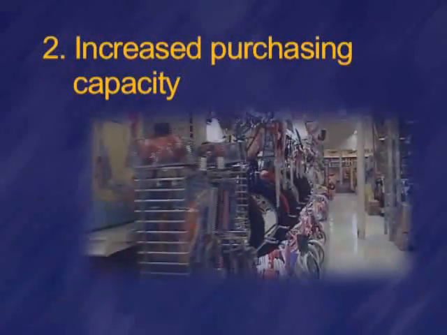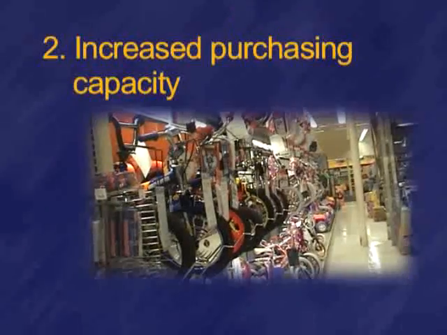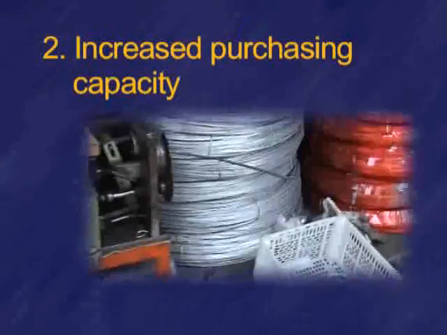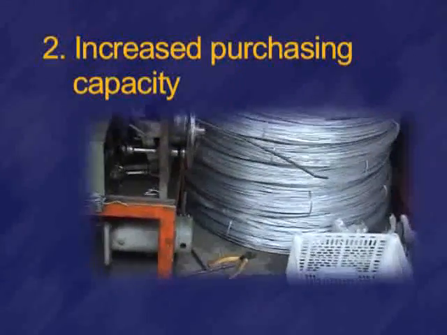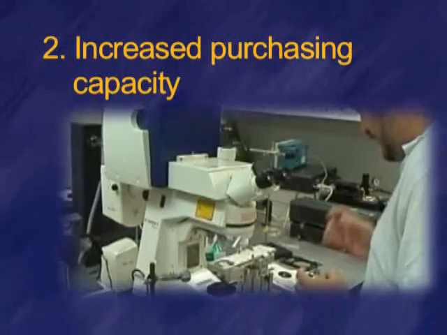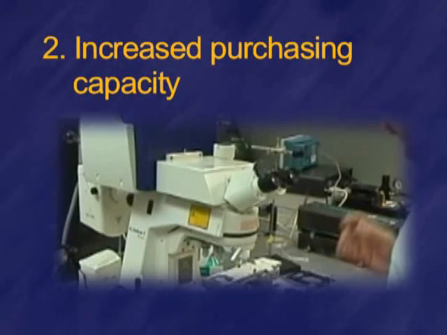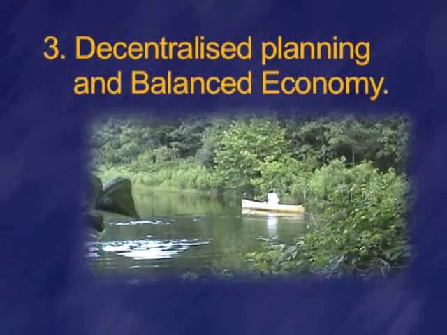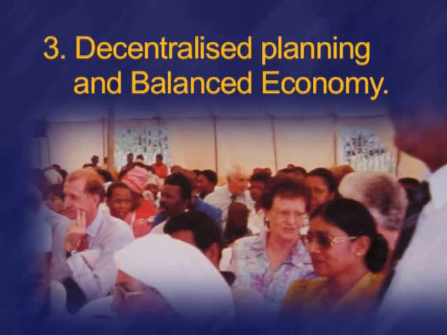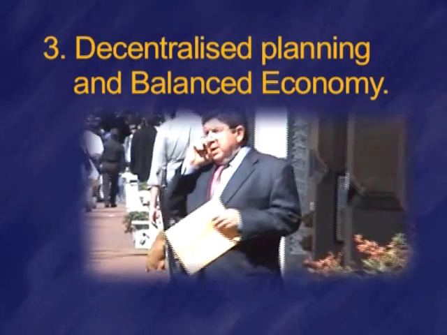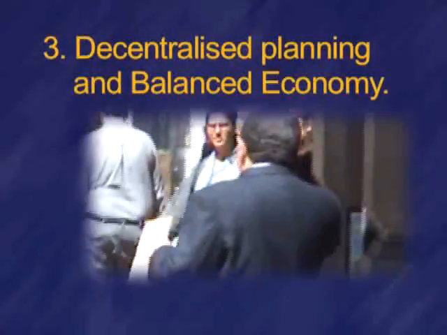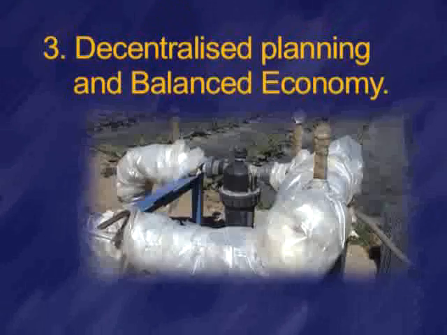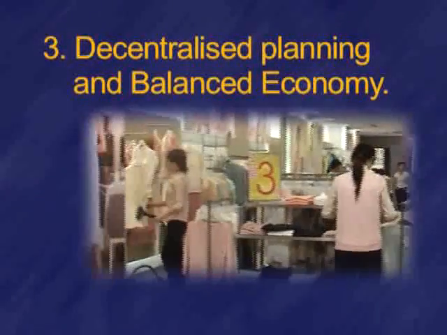Two. Increased purchasing capacity is achieved by assuring that the essential requirements of life are available and affordable for all. To achieve this, there must be a continual increase in production through research and development and the appropriate use of progressive scientific ideas. Three. Decentralized planning assures the decisions for the local economy are made locally and not by bureaucrats or politicians who don't have strong ties to the area. A balanced economy will be part of this planning so that agriculture, industry, and white-collar work are appropriately developed.